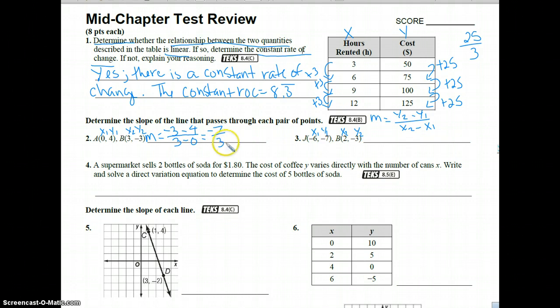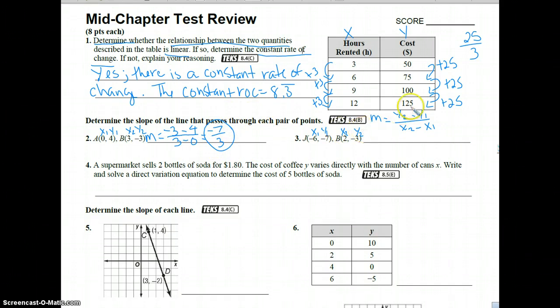So we have negative 7, and 3 minus 0 is what? 3. Now, when we're talking about slope, is it okay for us to leave this like this? Yes, it is. Because why? What's the purpose of leaving it like this when we're talking about slope? It's easier for us to find what, Joanna? The rise over the run. Okay, good.